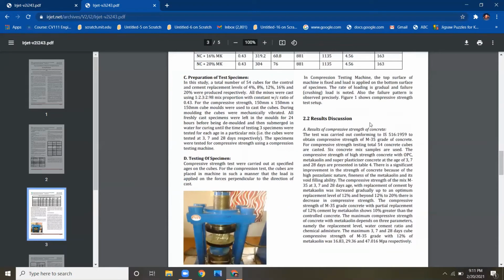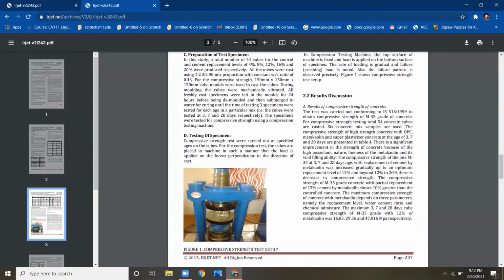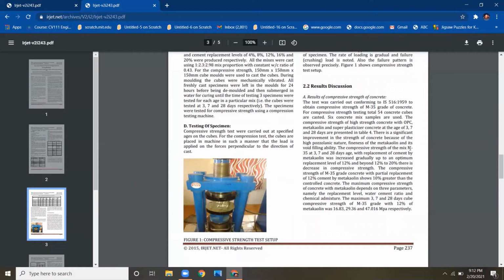Now the result and discussion. For the result of compressive strength of concrete, the test was carried out to obtain compressive strength of M35 grade. For compressive strength testing, a total of 54 concrete cubes were casted, and 6 concrete mix samples are used. The compressive strength of high strength concrete with OPC, metakaolin and super plasticizer at the age of 3, 7 and 28 days is presented in the table. There is a significant improvement in the strength of concrete because of the high pozzolanic nature, fineness of metakaolin and its void filling abilities.